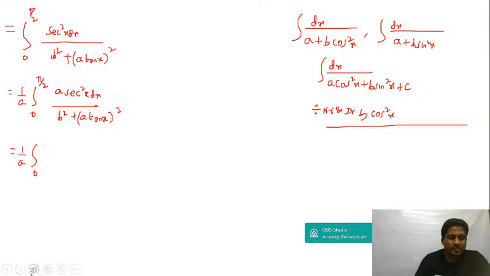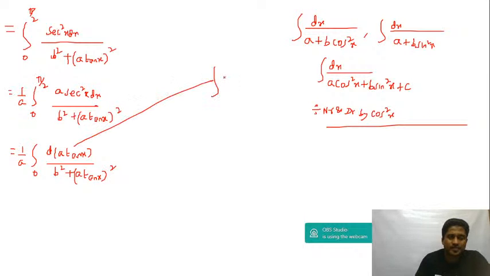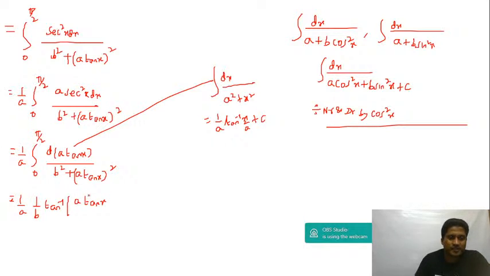So this can be written otherwise. This is equal to d of (a tan x). d of (a tan x) is equal to a sec² x only. So b² plus (a tan x) the whole square. You understood, guys? Now this is of the form integration dx divided by a² plus x², formula will be equal to 1 by a tan inverse of x by a. So this is 1 by b tan inverse of x by b, tan inverse of (a tan x) divided by b, between the limit 0 to pi by 2.